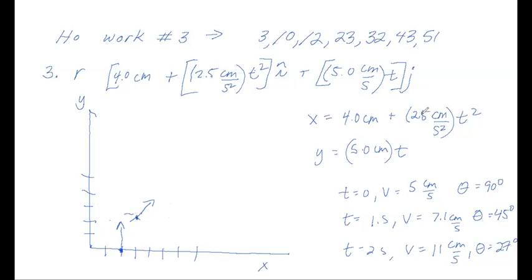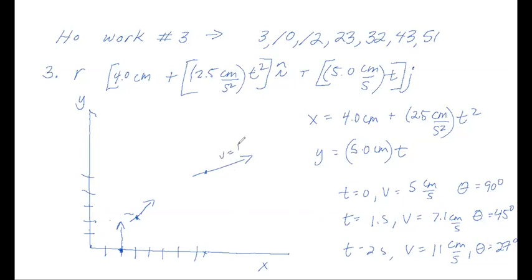And finally, at t equals 2, we've got 2 squared times 2.5. Let's do that real quick. 4 times 2.5 is 10, and 10 plus 4 is going to be 14. So it's going to be right here. This is 2. And then y is going to be 10. So right about there. And we're going to get an angle of 27 and a magnitude of 11. So it's going to be something like that.